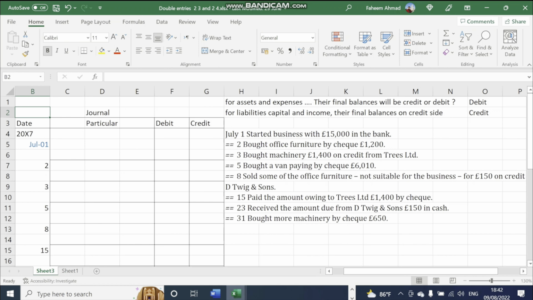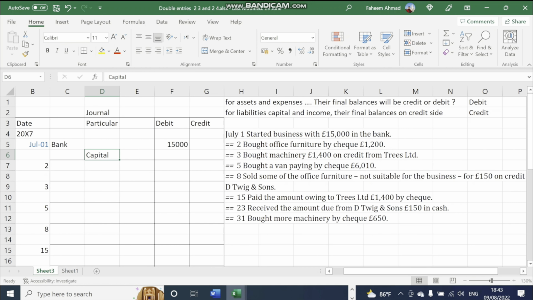So you can see journal has 4 columns. Date, in date column, first of all we will write year and then monthly dates. In the second column we will write debits and credits, and in the third column we will write amounts. So let's have a look at first transaction. Started business with 15,000 pounds in the bank. So one account I can identify is bank. Bank is an asset, increases, debit. Okay, so here owner is bringing money from his own pocket and investing in the business. That means capital is increasing. So capital credit.